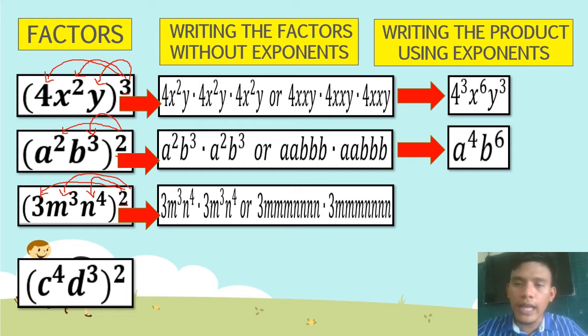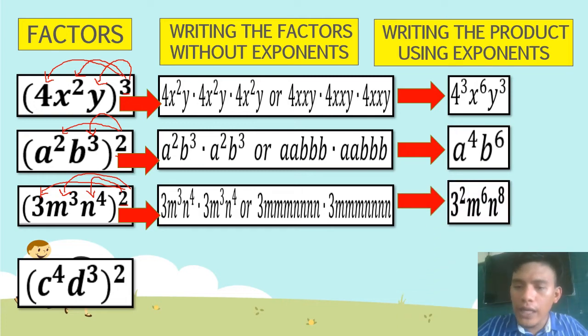When you write the product using exponents, you substitute 2 to 3, so 3 squared will be 3 raised to 2. m cubed times 2, that is m raised to 6. n raised to 4 times 2, that is n raised to the exponent 8. And that will be our answer.